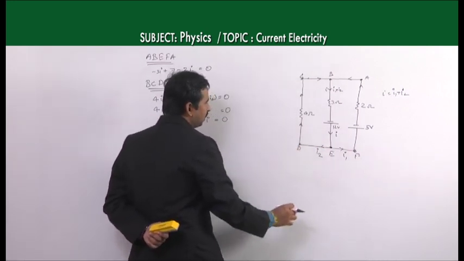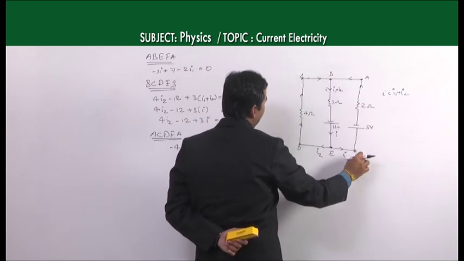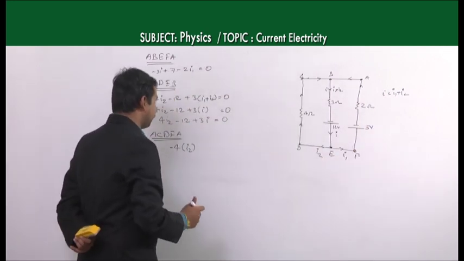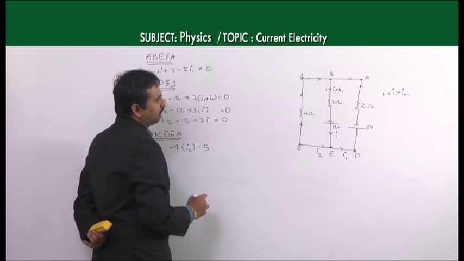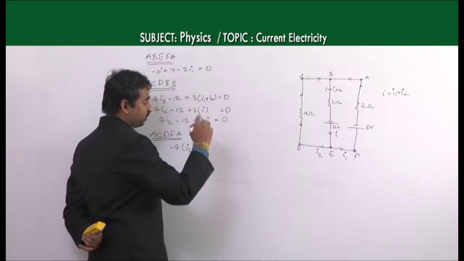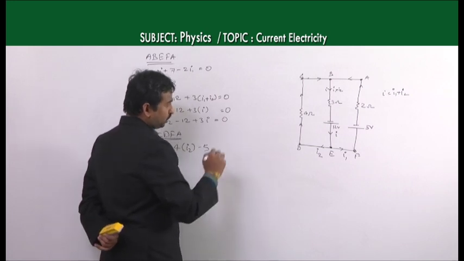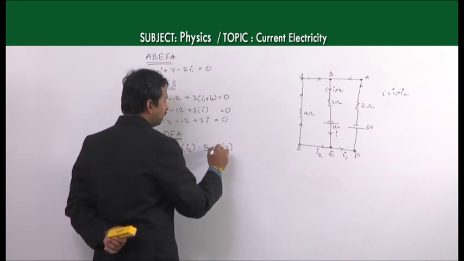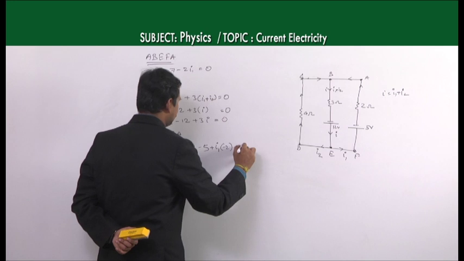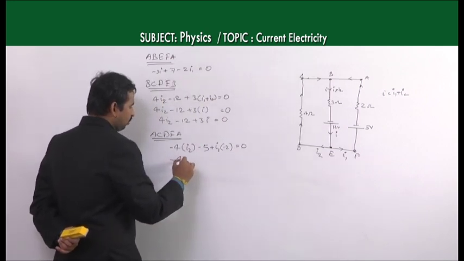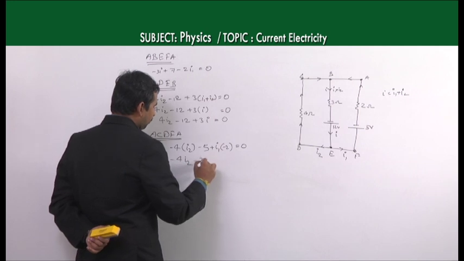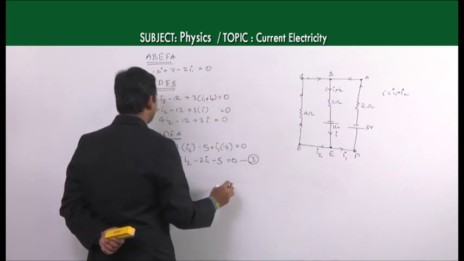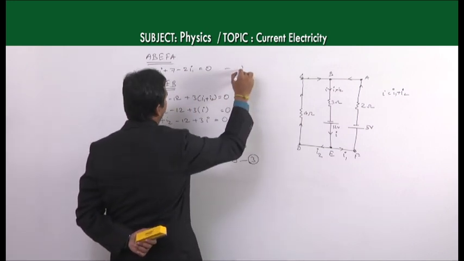Between D to F no components are present, but going from F to A, we have 5 volts, which is taken from high potential to low potential, plus to minus, which is minus 5. And going in the direction of current, the resistance becomes minus, and the current passing through it is I1. That is equal to 0. So finally we got minus 4 I2 minus 2 I1 minus 5 is equal to 0. This is the third equation, this is the second equation and this is the first equation.